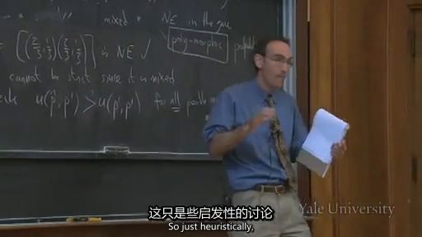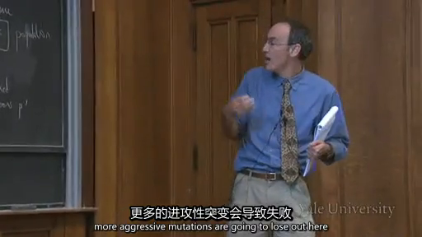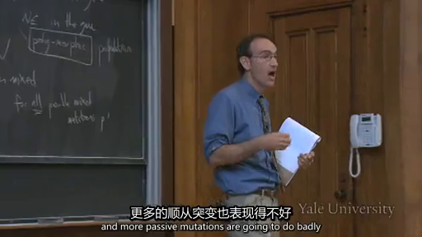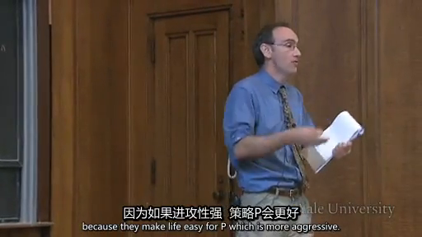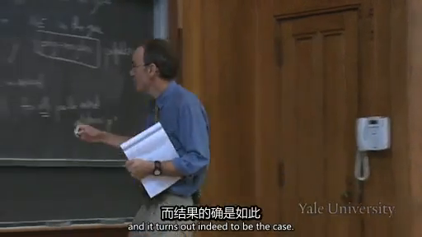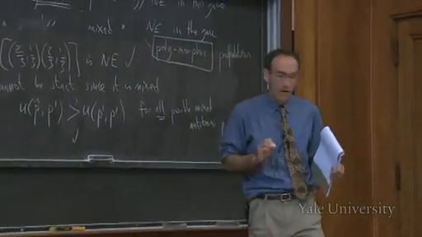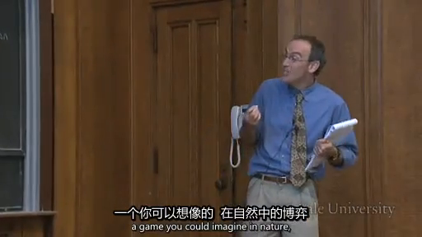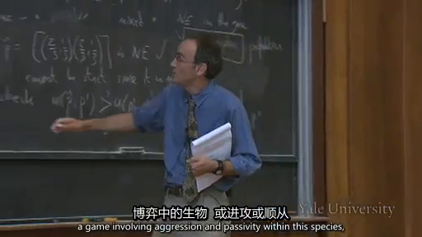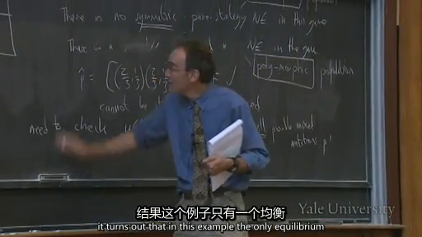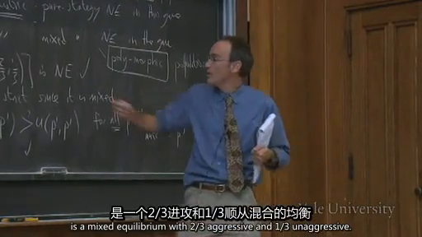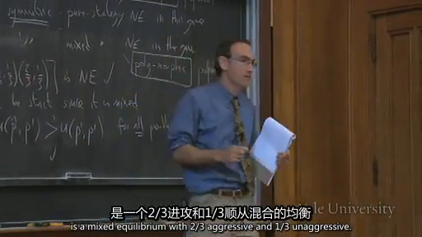So just heuristically, without proving it, more aggressive mutations are going to lose out because they do very badly against themselves, and more passive mutations are going to do badly because they make life easy for P hat, which is more aggressive than them. It wasn't a proof, it's a heuristic argument, and it turns out indeed to be the case. So in this particular game, a game you could imagine in nature involving aggression and passivity within a species, it turns out that in this example, the only equilibrium is a mixed equilibrium with 2/3 aggressive and 1/3 unaggressive.